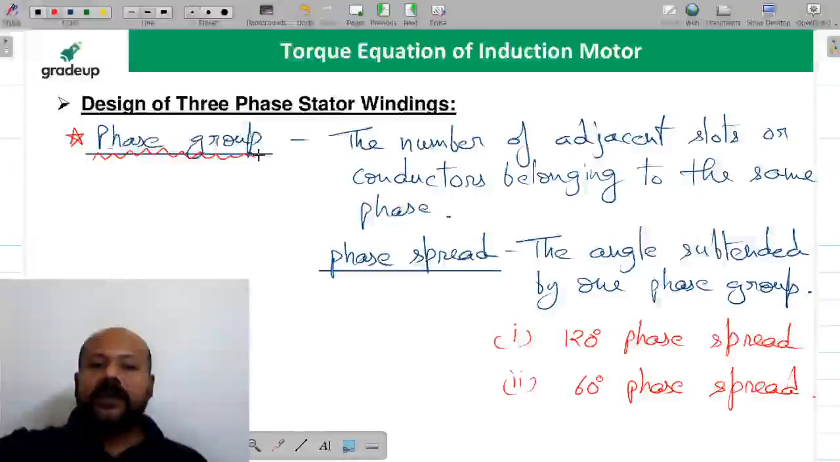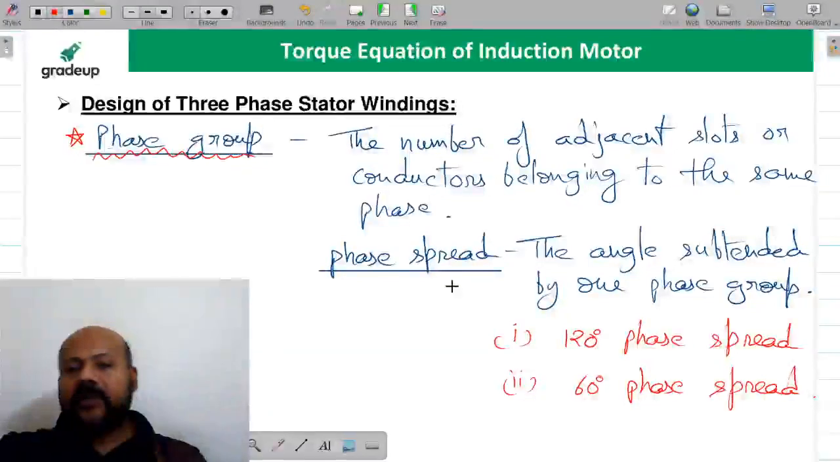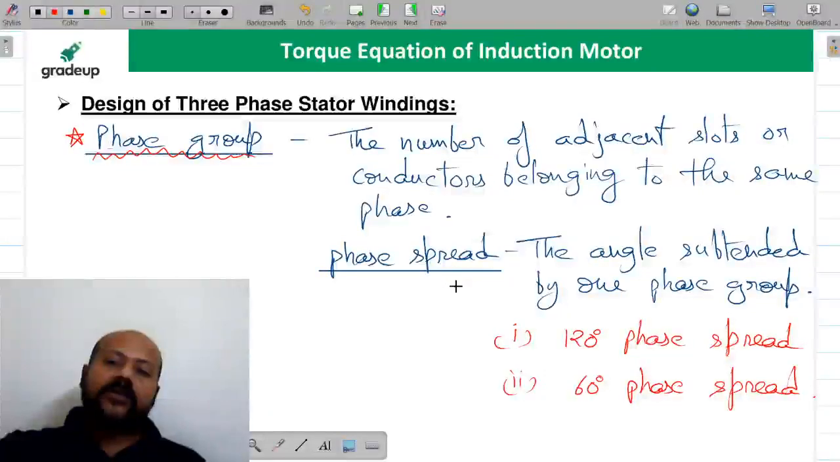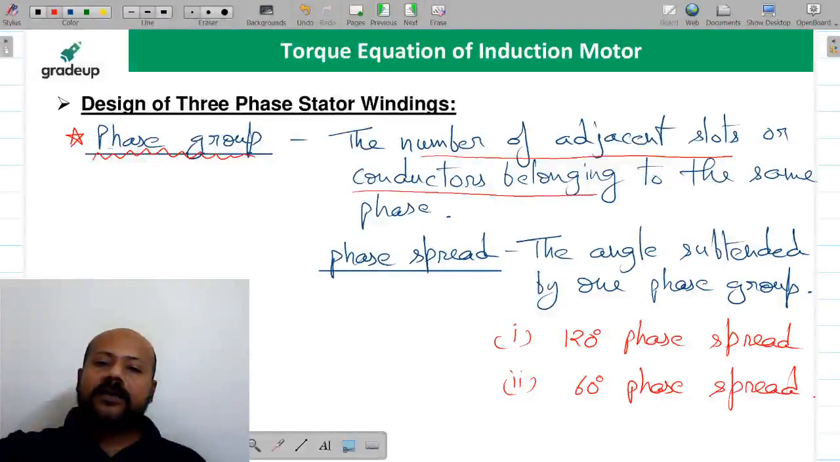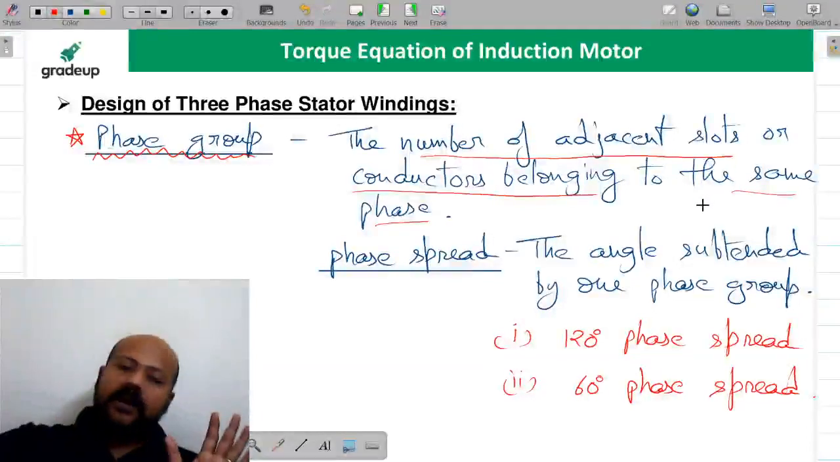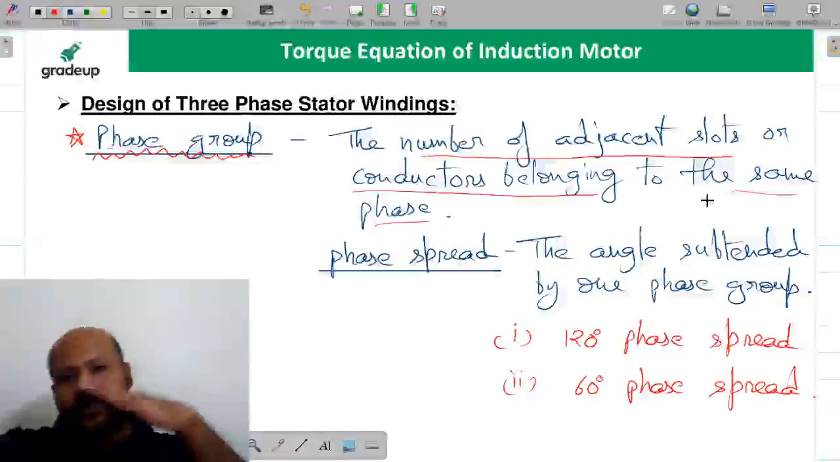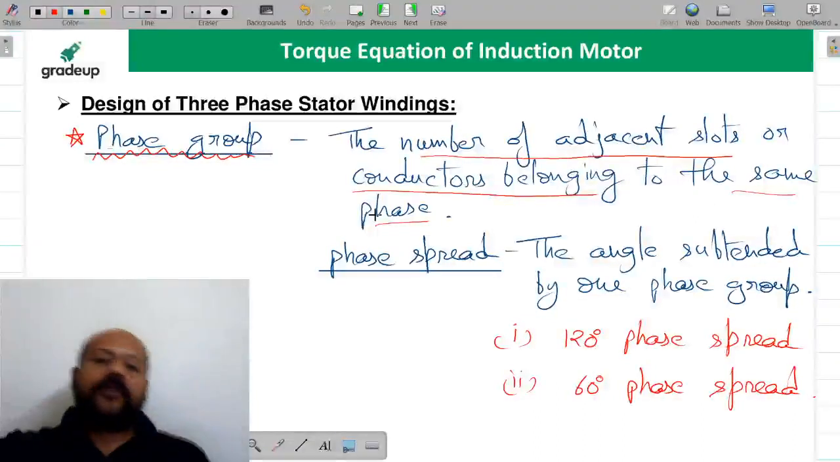These are important terms. If you want, you can take a photograph also. You can take a snapshot so that you can remember it and relate it very easily. Phase group we are defining as the number of adjacent slots or conductors belonging to the same phase. Simple definition: all the adjacent slots belonging to the same phase we are defining as phase group.